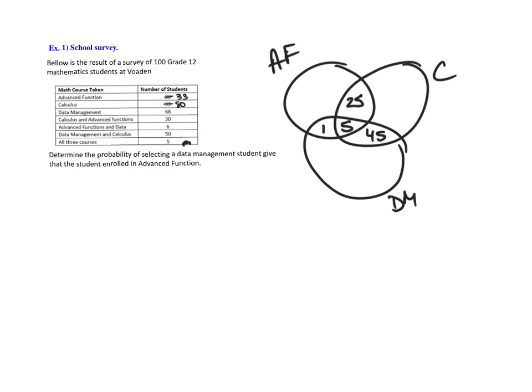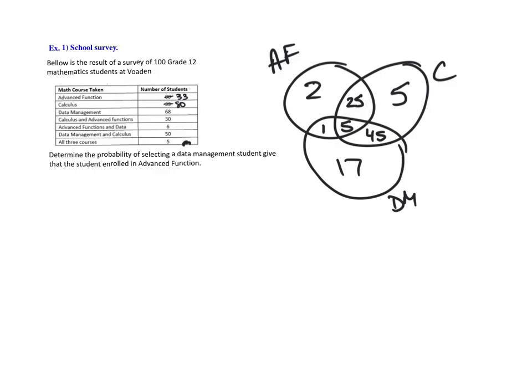We've got 33 that took advanced functions. We've already accounted for 31 of them, so only 2 students just took advanced functions. We had 80 in calculus, wouldn't that be the day? We have 75 accounted for, so there's only 5 that took just calculus. And we have 68 in data management. We have already accounted for 51 of them, so we have 17 students that just took data.